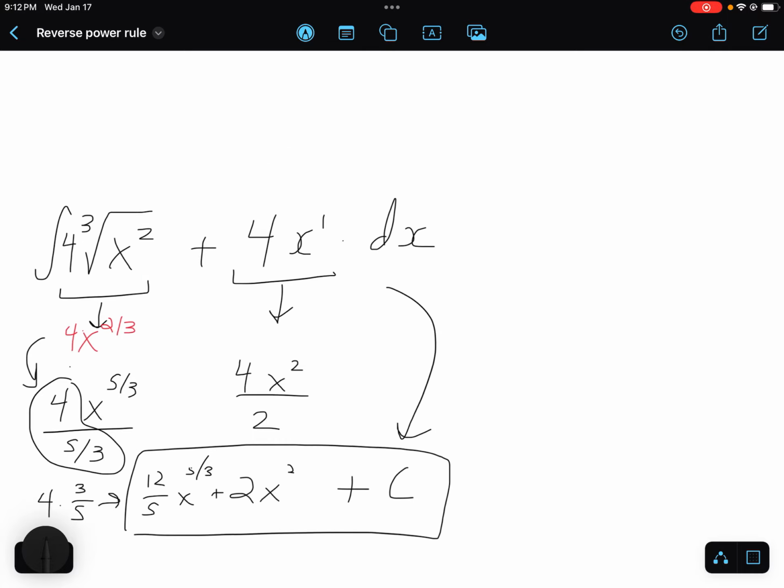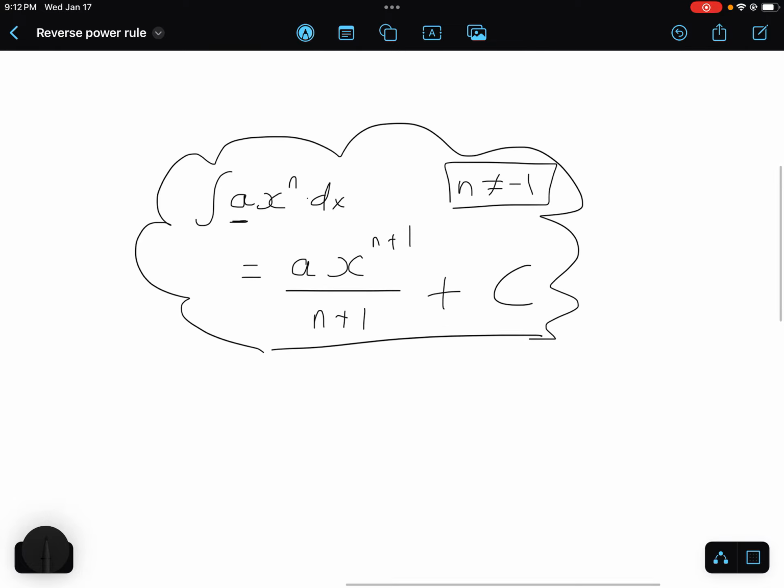So reverse power rule, going back to the main formula here, make sure you know it, and hope this helps.